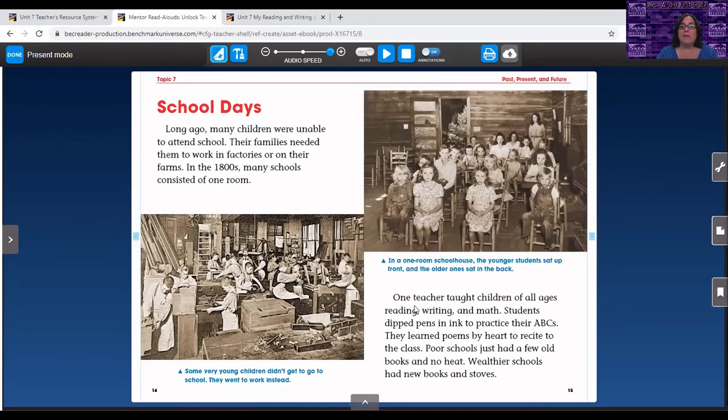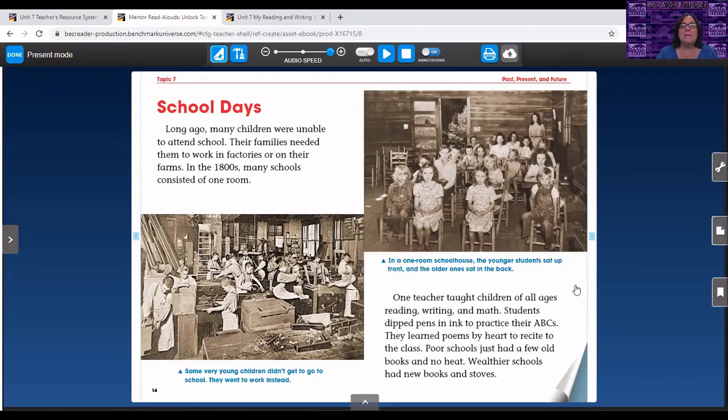Now we're going to come over here. It says one teacher taught children of all ages reading, writing, and math. Students dipped pens in ink to practice their ABCs. They learned poems by heart to recite to the class. Poor schools just had a few old books and no heat. Wealthier schools had new books and stoves. Let's read the caption under this photo. In a 1-room schoolhouse, the younger students sat up front and the older ones sat in the back.